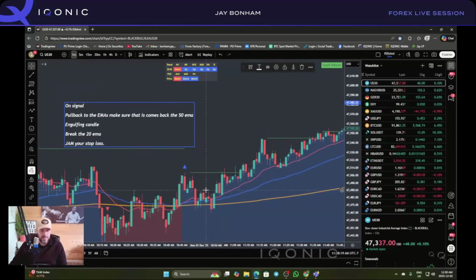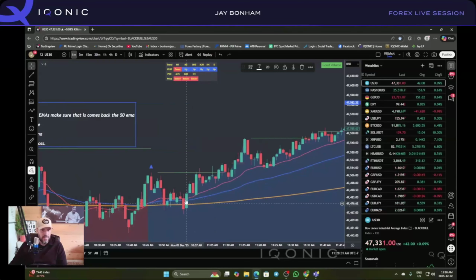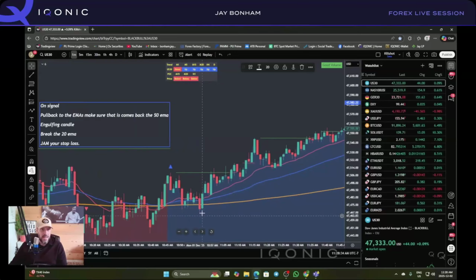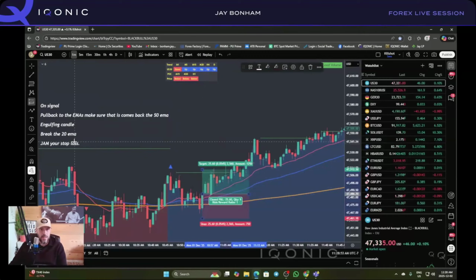So we shouldn't even have been in it on this move. This pullback gives us that pullback and push up, but it doesn't actually engulf this previous red candle. So this could just be a pullback to continue down, which it does slightly. Now we have this red candle after it pulls back again, and this candle fully engulfs this move. As this candle engulfs, it's already broken the 20. Bam, we get into it here.